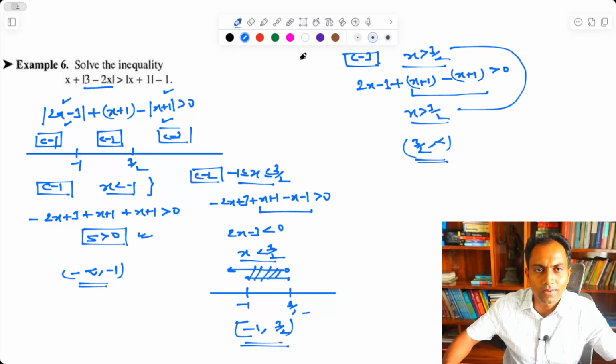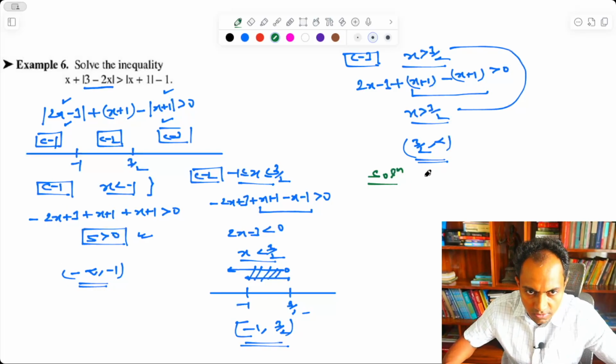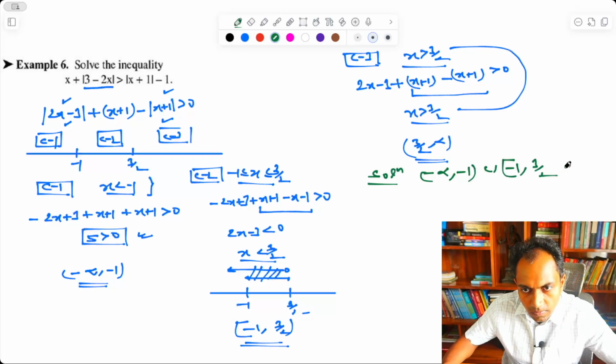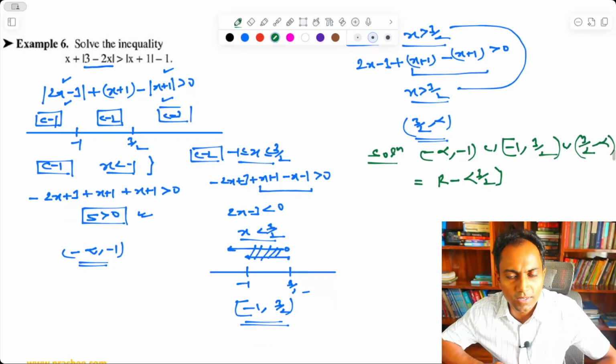What would be the final step? Final step, the real solution would be union. We take intersection in our case and then union of all the intersections, all the cases. So my answer becomes the union of the answer of the first part, the answer of the next part, then the answer of the third part. And this could be written as nothing but only one number is not coming out of the whole real number line. So this becomes my answer.